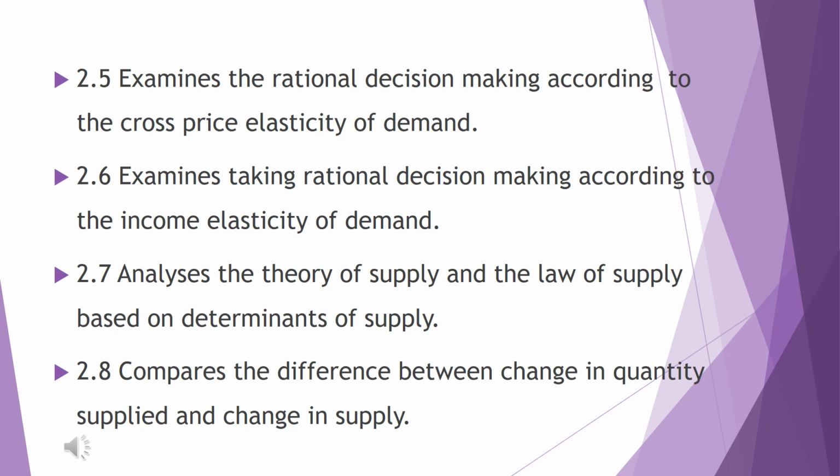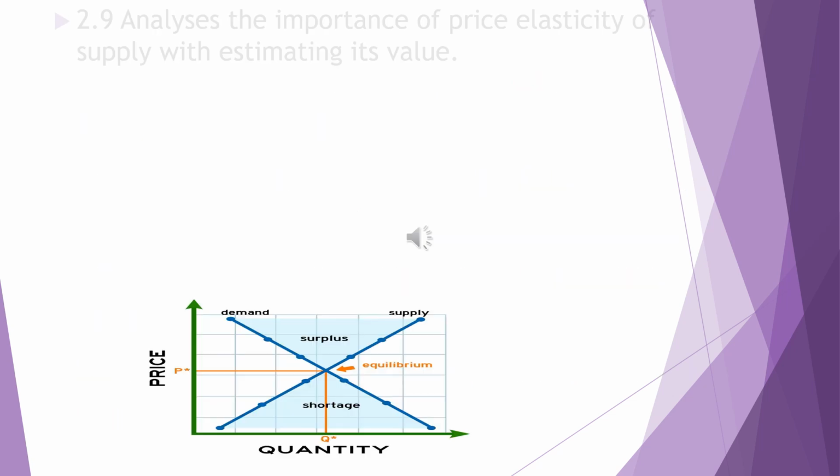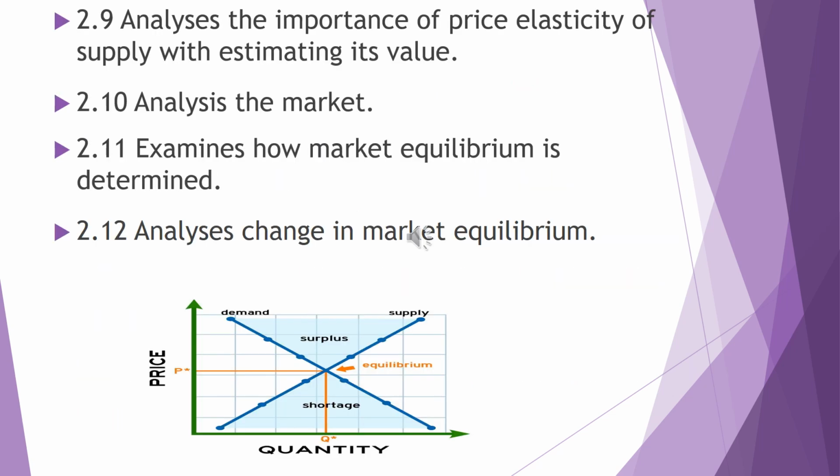2.7 analyzes the theory of supply and the law of supply based on determinants of supply. 2.8 compares the difference between change in quantity supplied and change in supply. 2.9 analyzes the importance of price elasticity of supply with estimating its value.